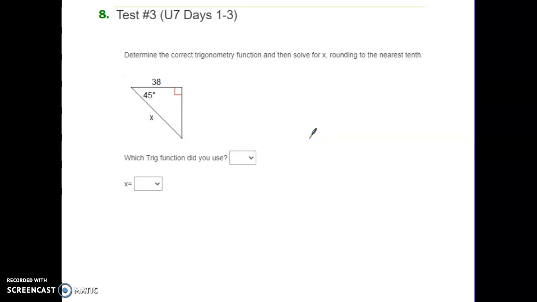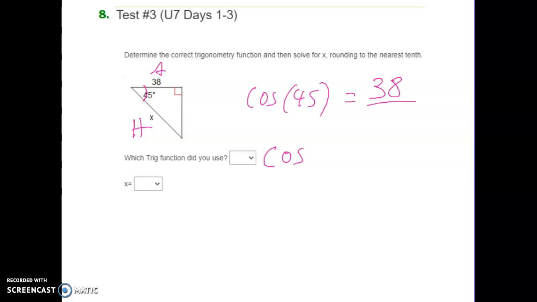Determine the correct, okay, this is the same type of problem. So referencing this angle right here, 38 is going to be adjacent or right next to the angle, and this is the hypotenuse because it's across from the right angle. So the trig function we're going to be using is cosine. The cosine of 45 degrees equals adjacent over hypotenuse.